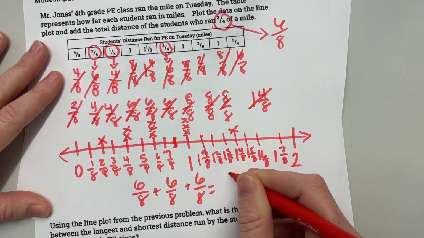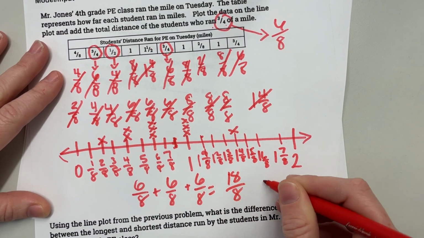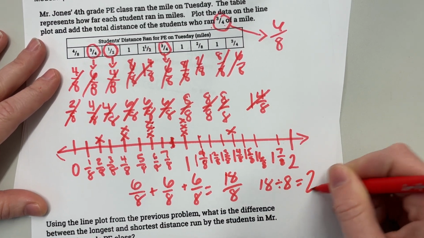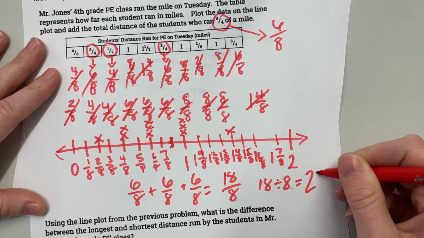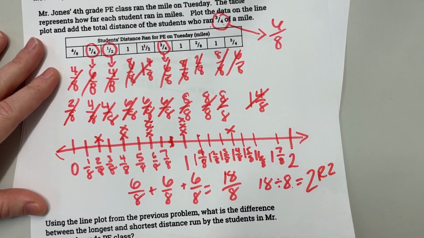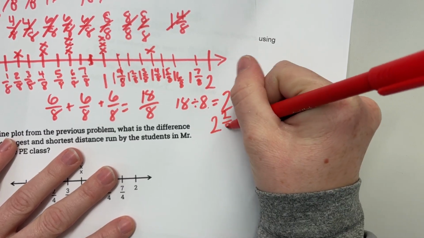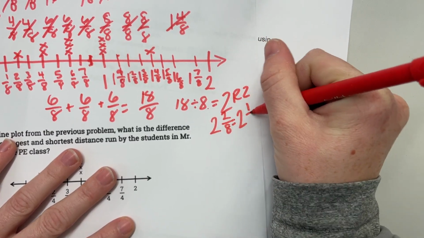Which equals 18/8, and I can solve that by doing 18 divided by 8. I know that's 2. 2 times 8 is 16, so I have a remainder of 2, which would be 2 and 2/8, or 2 and 1/4.